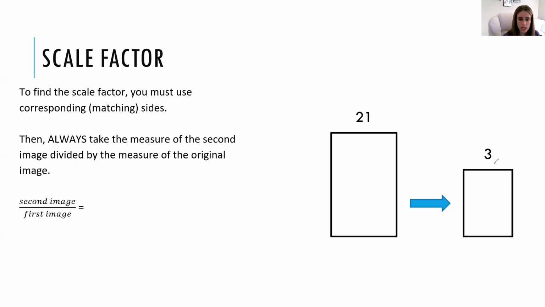We take our scaled image, so that second picture, and we are going to divide that by our original. 3/21. You could divide this and turn it into a decimal. And if that's what your answer choices ask, then that's what you need to do. Sometimes it'll just leave it as a fraction. Let's go ahead and reduce this.